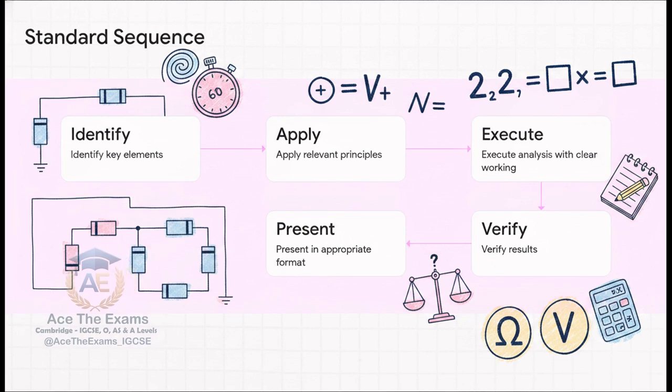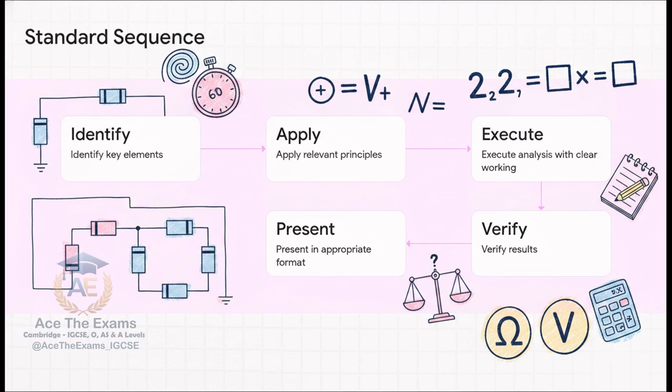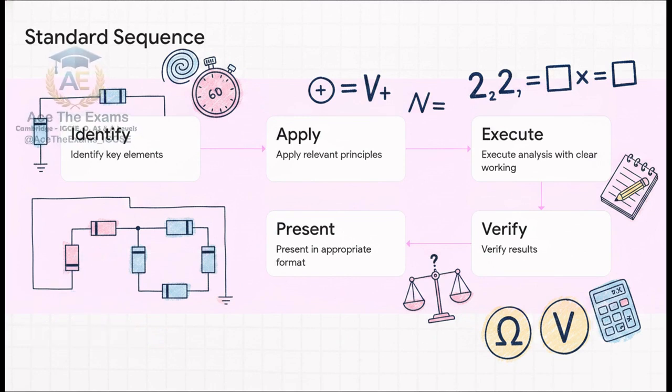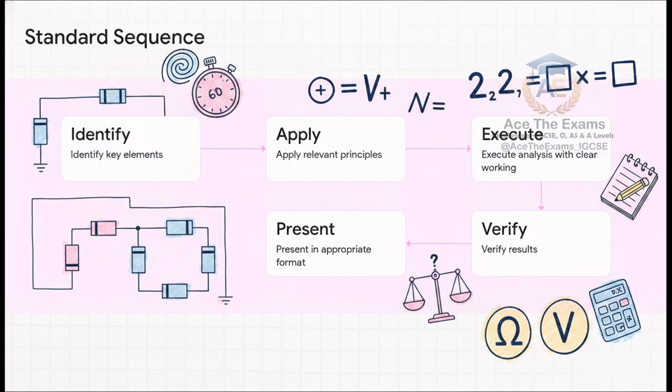First, identify the key elements. Which components are in series? Which are parallel? Second, apply the relevant principles, like recognizing where current stays the same and where it splits. Third, execute your analysis with clear working. Write down your formula before you plug in a single number. Examiners actually award method marks for the correct formula alone. Fourth, verify your results. If your total parallel resistance comes out higher than the smallest resistor, you know you made a math error. Finally, present your answer in an appropriate format with the correct unit, ohms, amps, volts, whatever it is.